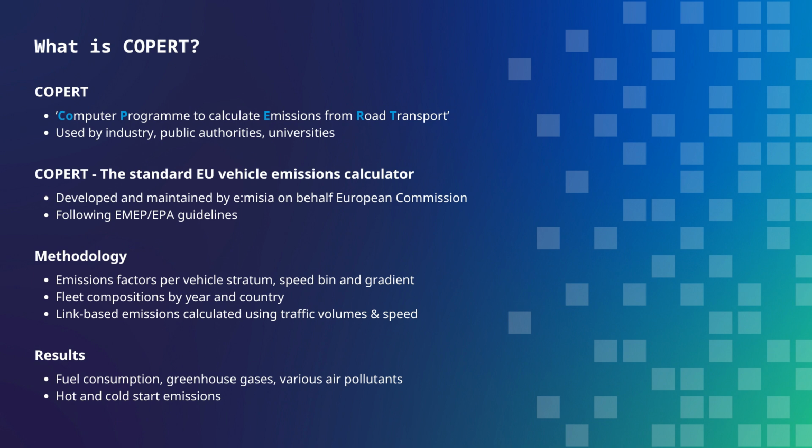The underlying database includes hot and cold emission factors for more than 800 different vehicle strata. These vehicle strata fall into 5 different categories: passenger cars, light commercial vehicles, heavy-duty trucks, buses, and a so-called L category. Based on this detail, vehicle strata fleet compositions per category are provided by year and country. Emissions can then be calculated using the traffic volumes and speeds from the assignment. The outputs include energy consumption, greenhouse gas emissions, as well as various air pollutants.